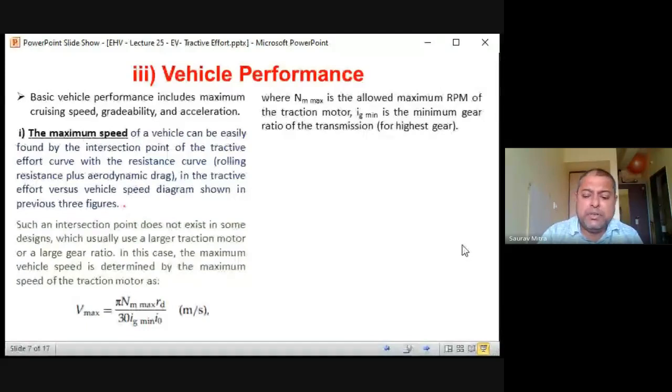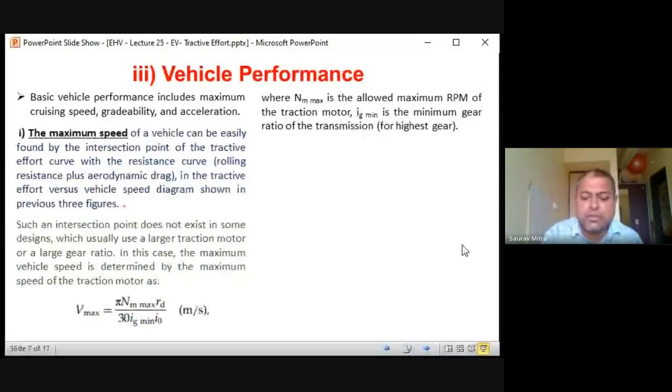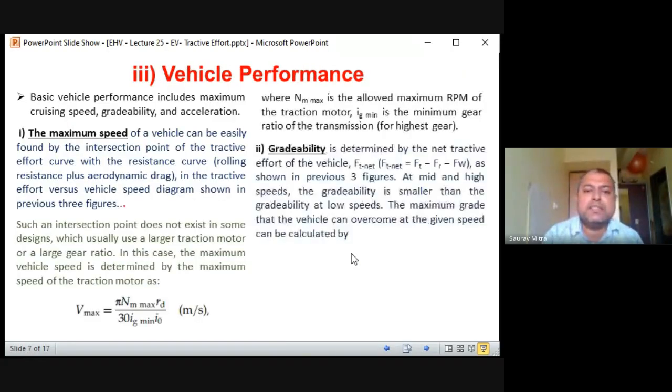Now next we are finding another performance parameter, called gradability. Gradability is nothing but the I, or sin alpha, that we had found in the case of any vehicle. Gradability is determined by the net tractive effort. Net tractive effort, Ft net, is given by Ft minus Fr minus Fw. That's what I was talking about in the previous graph. If you look here, one is tractive effort, another is net tractive effort. The net tractive effort is Ft, the tractive effort generated, minus Fr minus Fw. So resistance is subtracted from the actual tractive effort to find the net tractive effort.